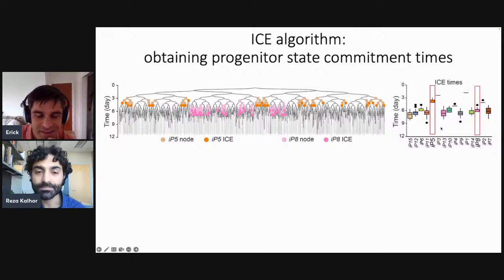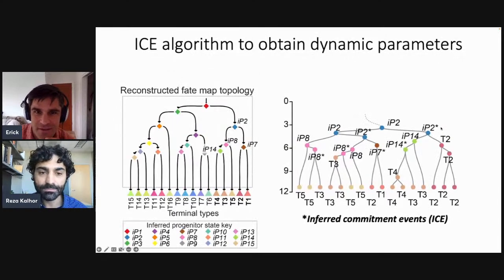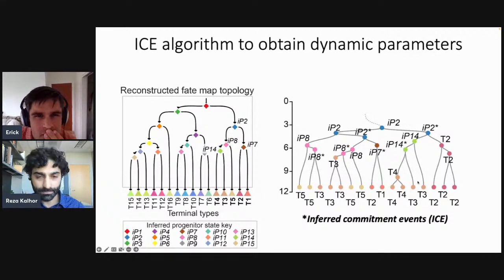Sorry, Reza, can you go back to the previous slide? I didn't quite follow that. So I understand, I think the ICEs are like IP when you get from IP2 to IP14. Yes. But how do we have signal to understand two lineage commitments that are sort of the same type?